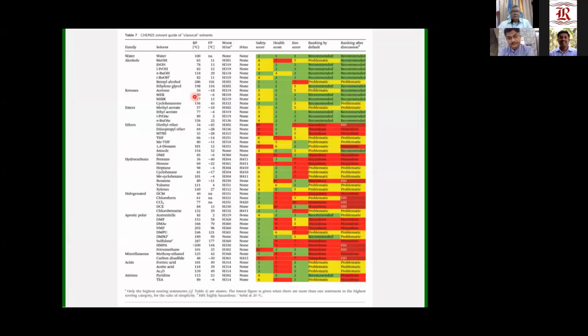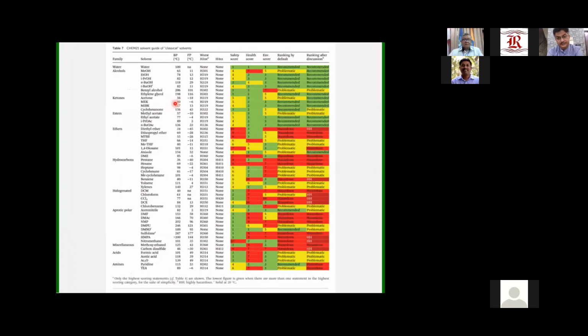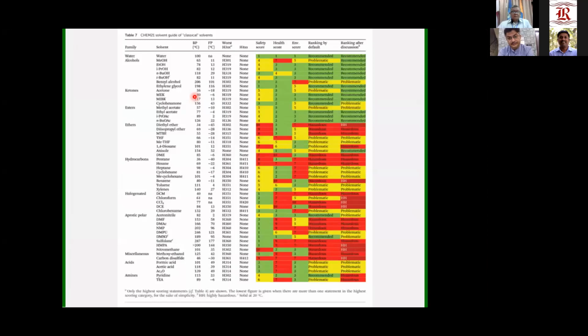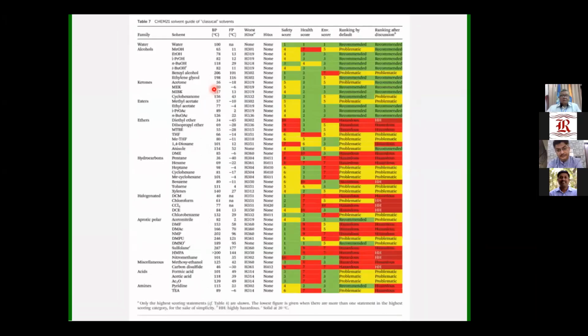Within the same family, let's say ethers, if you are using diethyl ether, which is highly hazardous, there are so many parameters, but this thumb rule works most of the time. At least you know that you are not doing safe chemistry or safe research for the environment. How to think of replacing.